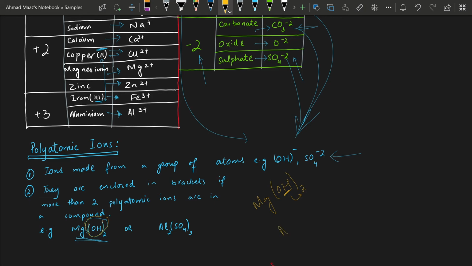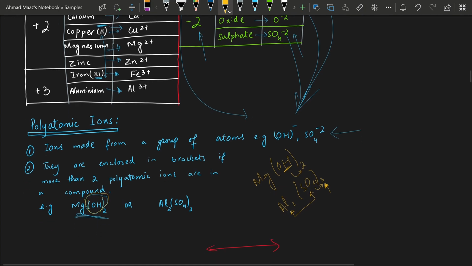Similarly, we write Al2(SO4)3, which means that two aluminum atoms are bonded with three sulfate ions. We cannot write this 4 with this 3, because that would mean something else. Because there are three sulfate ions, we enclose the sulfate in brackets and then write 3 to explain that there are three sulfate polyatomic ions involved.